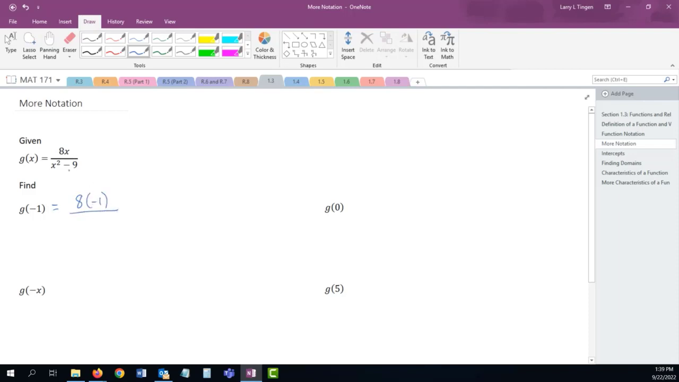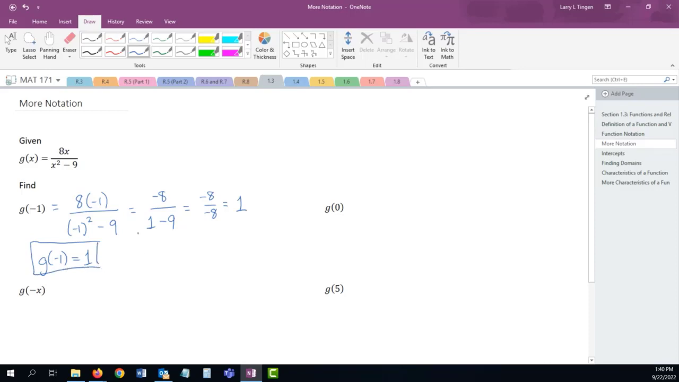So g at -1. That x gets replaced with the -1. The x in the denominator gets replaced with a -1. 8 times -1 is -8. -1 squared is 1. 1 minus 9 is -8. -8 divided by -8 is 1. So I have found g at -1 to be 1.